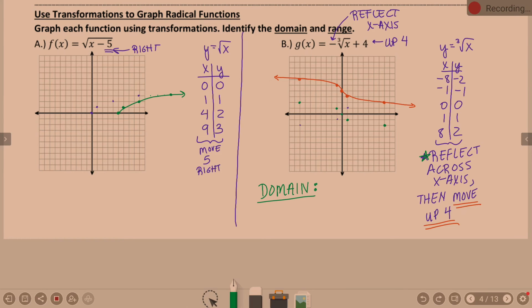Okay, on example B, what's the domain here? On a cubic or a cube root, my graph goes infinitely left, infinitely right. So negative infinity to positive infinity. What about the range? It goes infinitely down, infinitely up. Doesn't move as fast, but it does do that. So my range is negative infinity to positive infinity.